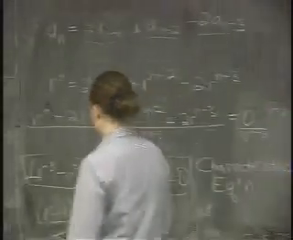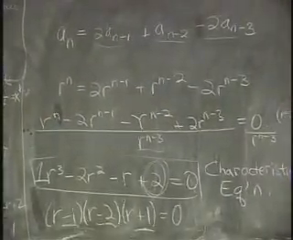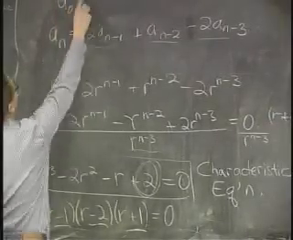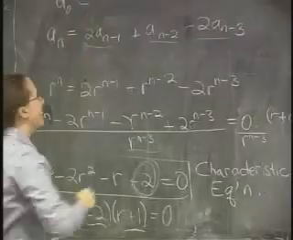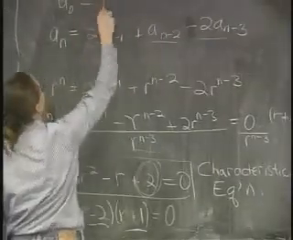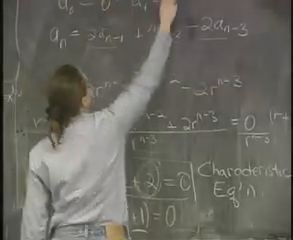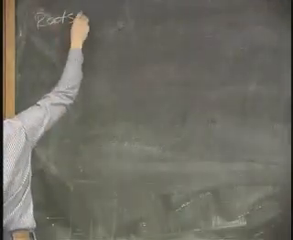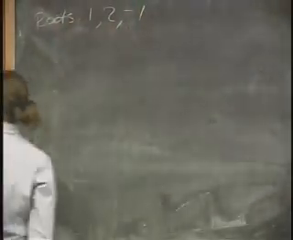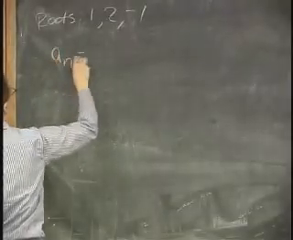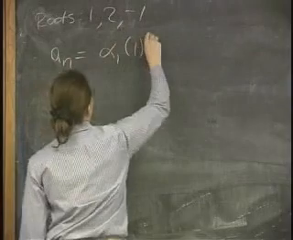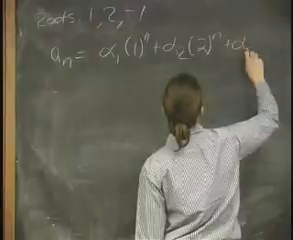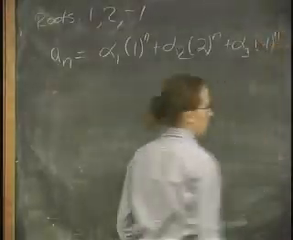So now we have our characteristic equation. Let's have some nicer initial conditions. I'm not letting Sam give us 17 again. The roots are 1, 2, and minus 1. So our solution is supposed to look something like a constant times 1 to the n, plus a second constant times 2 to the n, plus a third constant times minus 1 to the n.